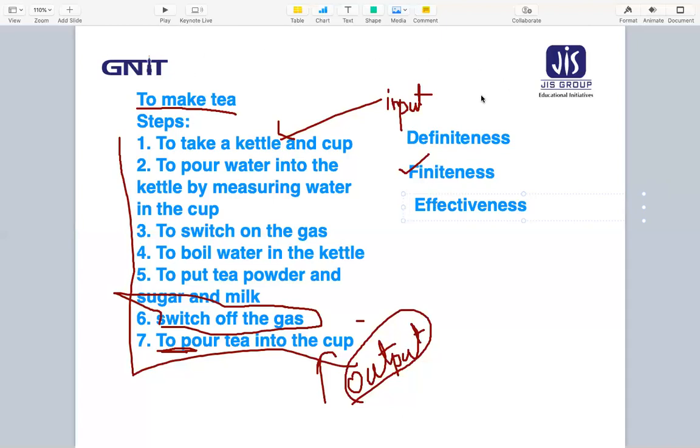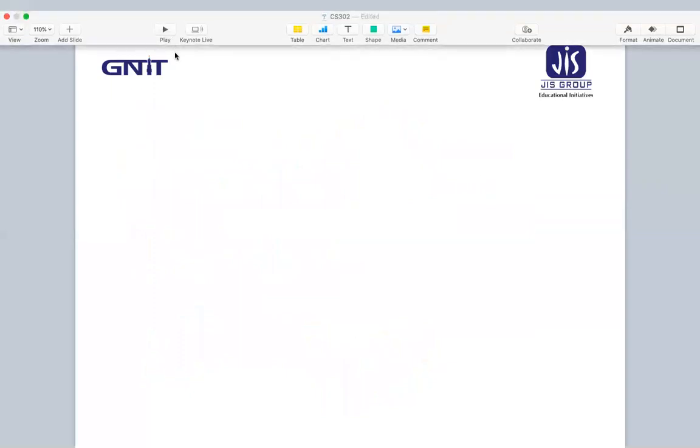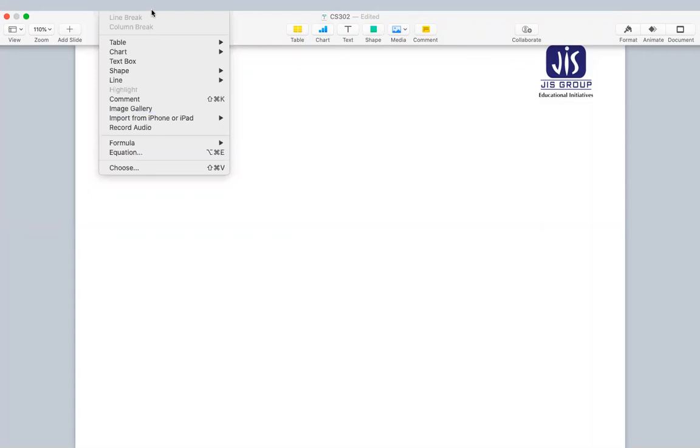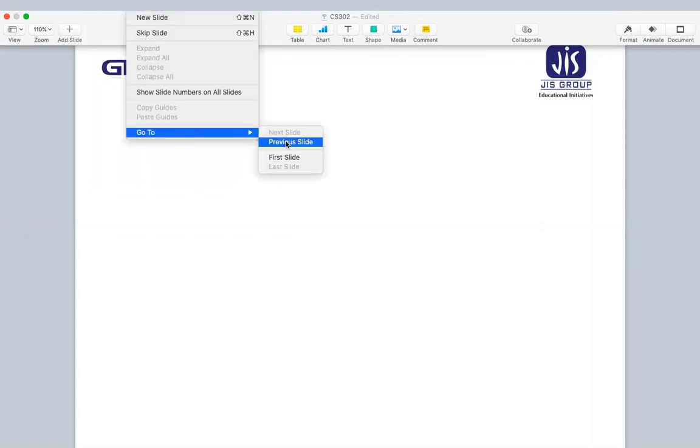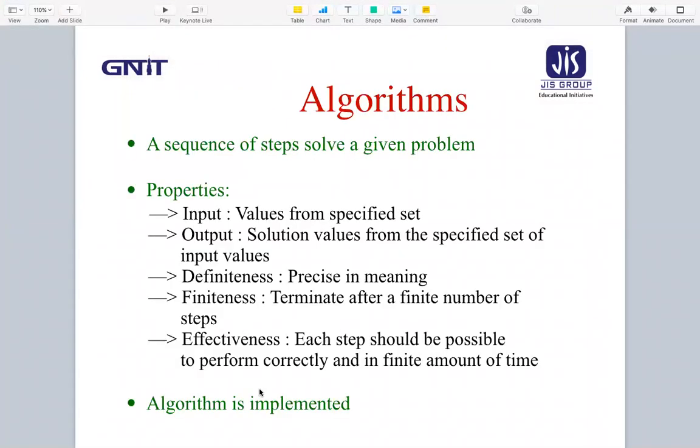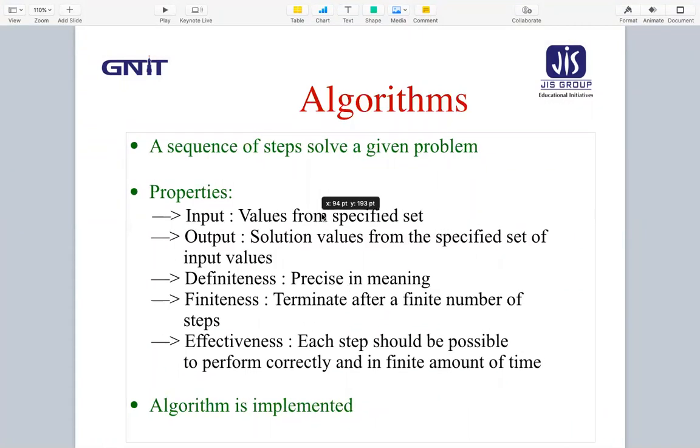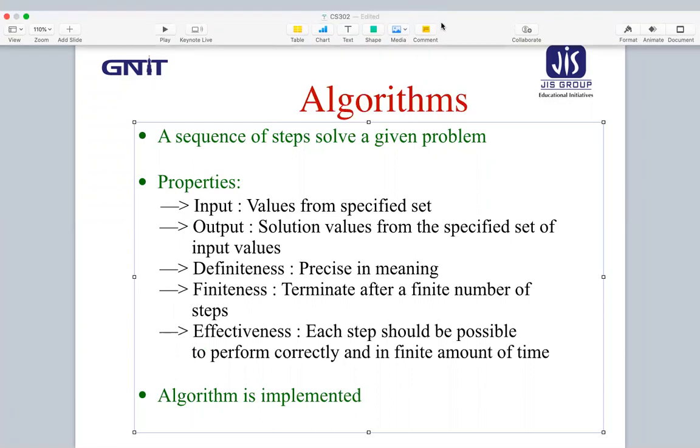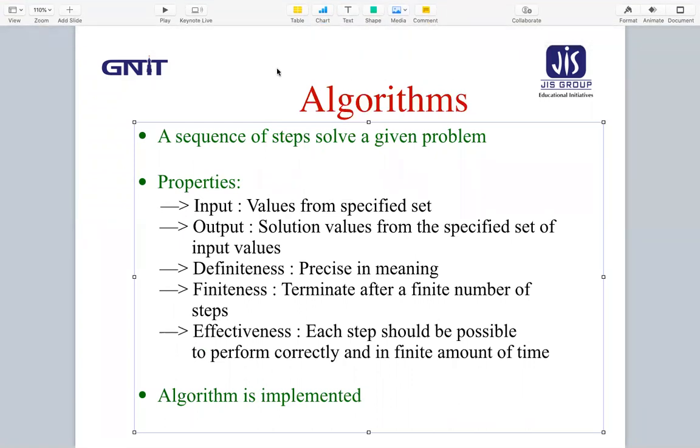So I hope this is clear. So we will just go back and check for the properties of the algorithm which I have defined. It should terminate, take values from a specified set, and the solution value should be from the specified set of input values.